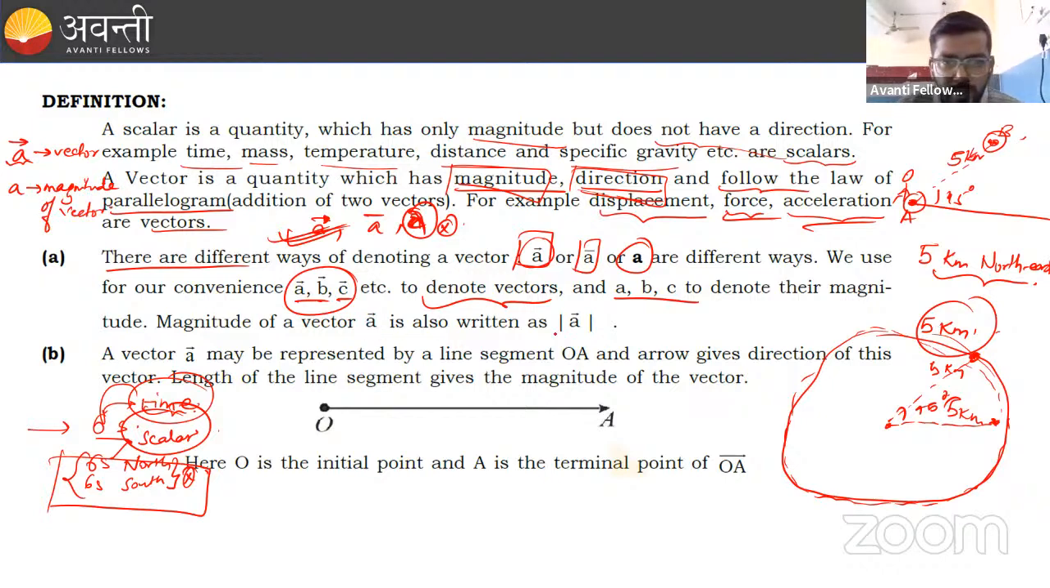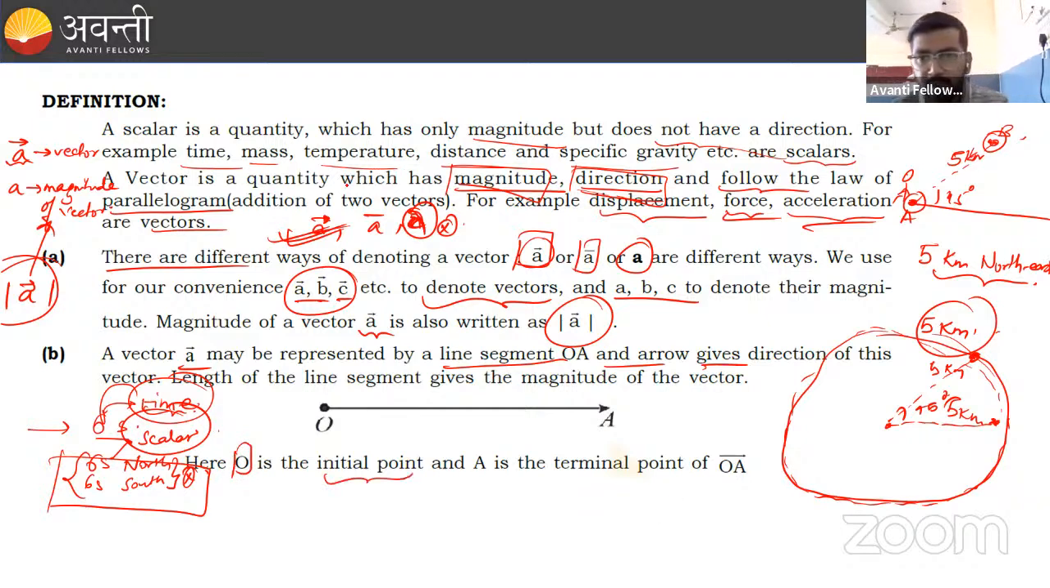So magnitude of vector A bar is also written as mod of A bar. Obviously we all know this symbol is the mod symbol. So mod generally represents magnitude, right? A vector A bar may be represented by the line segment OA, and the arrow gives the direction of this vector. The length of the line segment gives the magnitude of the vector. Hence O is the initial point and A is the terminal point.